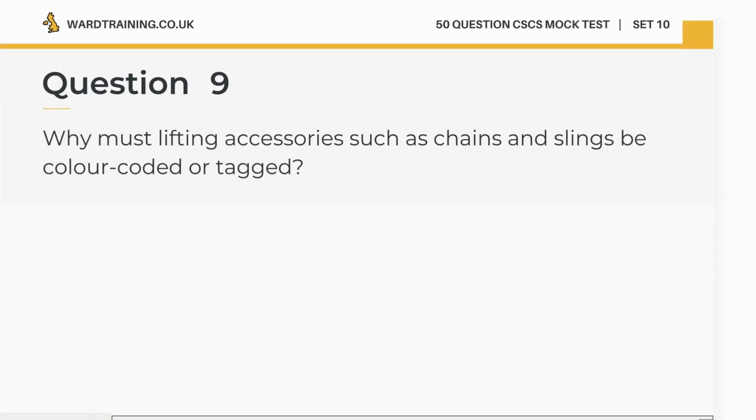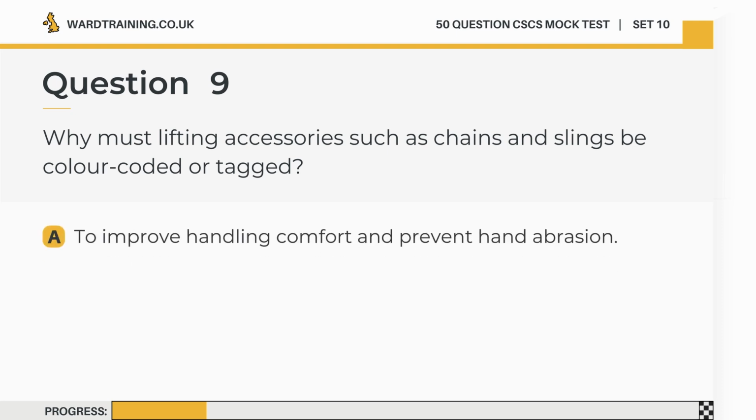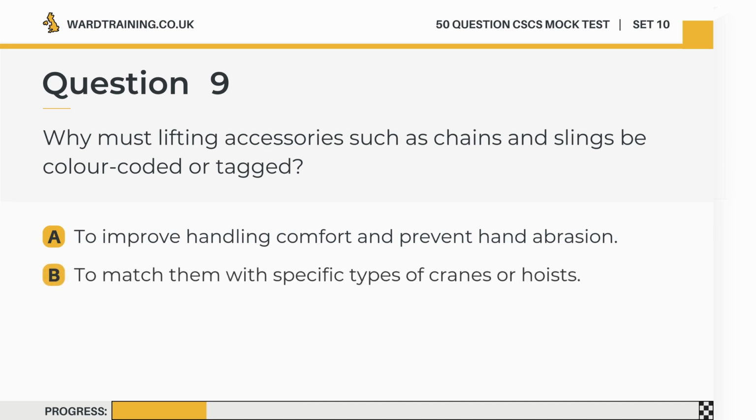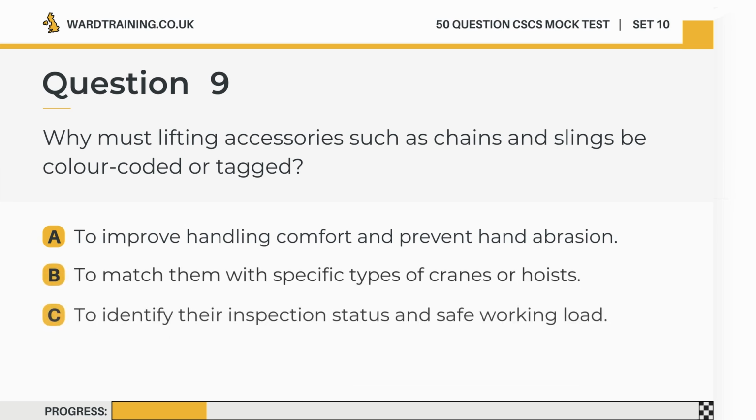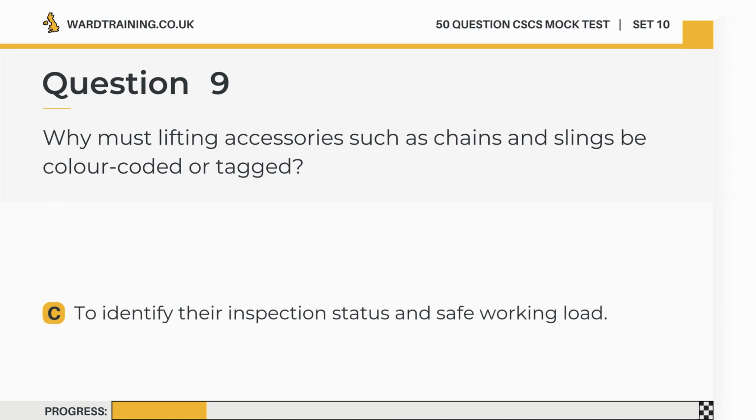Question 9. Why must lifting accessories such as chains and slings be color-coded or tagged? A. To improve handling comfort and prevent hand abrasion. B. To match them with specific types of cranes or hoists. C. To identify their inspection status and safe working load. D. To reduce corrosion caused by weather exposure. The correct answer is C. To identify their inspection status and safe working load.